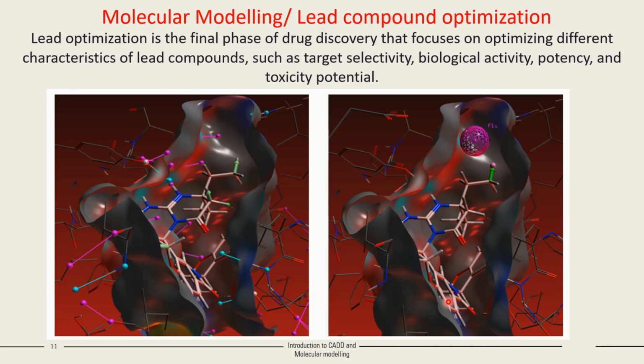You intentionally increase the quality of this particular compound or product, trying to increase the binding affinity. When I mention quality, I mean the binding affinity or specificity, or rate of interaction of this compound with respect to the pocket, which is actually a product of the binding affinity of that particular ligand against that pocket. So example is what we did here. You discover that lead optimization is the final phase of drug discovery, and this focuses on optimizing different characteristics of your lead compound, such as the target selectivity, the biological activity, the potency, and of course the toxicity potential as well.